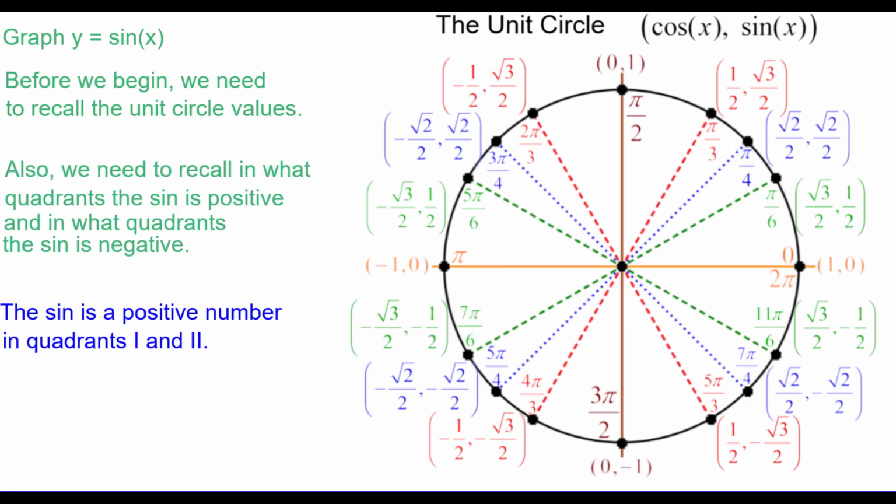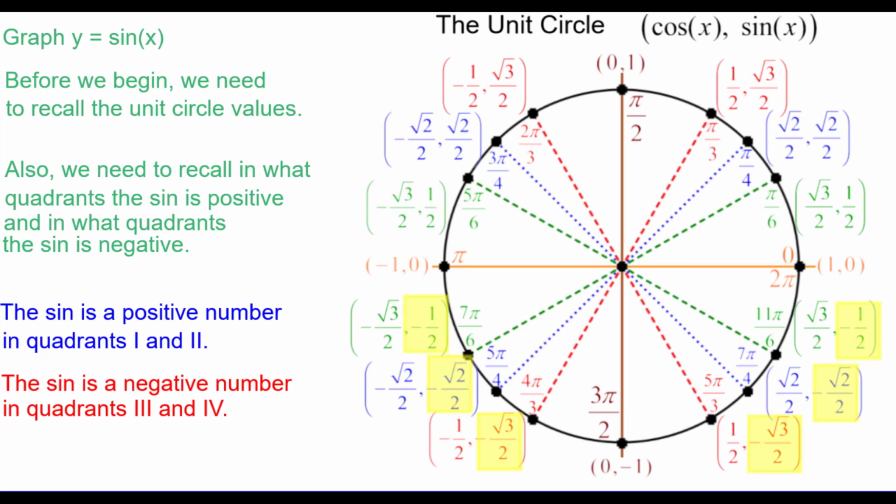The sine is a positive number in quadrants 1 and 2, and we'll highlight those right now. Notice all these second coordinates are positive numbers. The sine is a negative number in quadrants 3 and 4, and we'll highlight those as well.